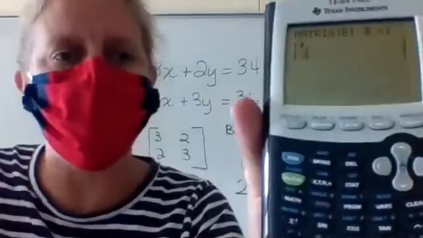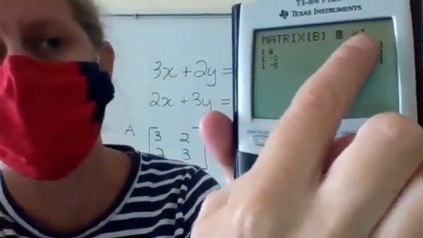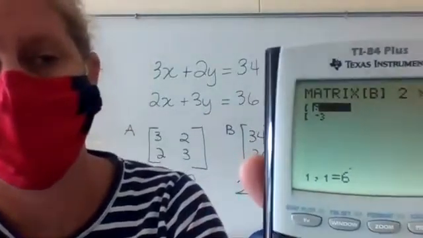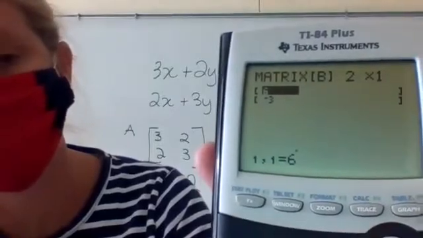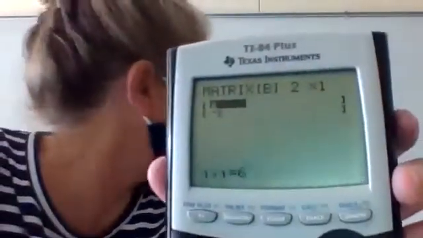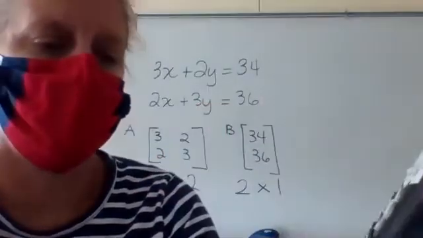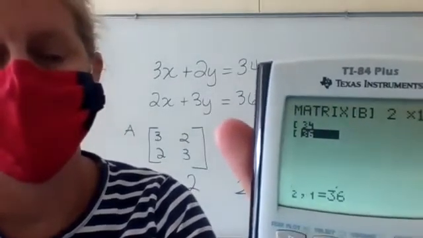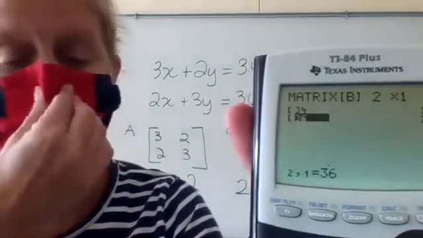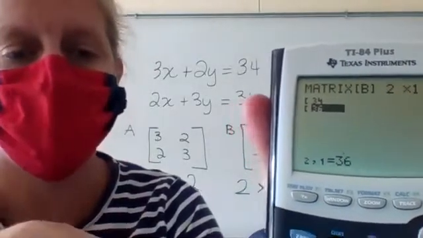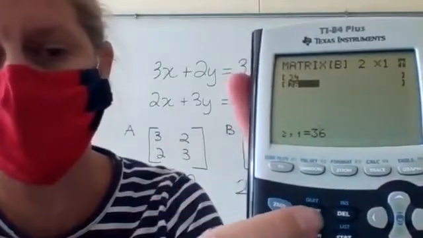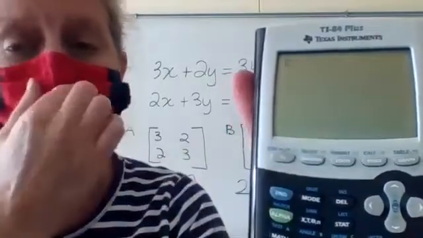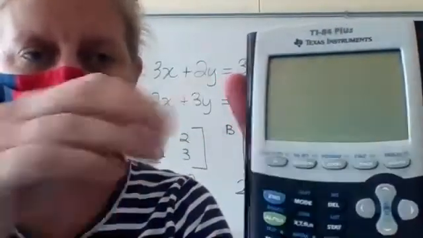So tell your calculator that. Up here, you need to change this to 2 by 1. So 2, enter, 1, enter. Then enter the 34 and 36 in those 2 spots. So 34, enter, 36, enter. Now, to get out of this editing mode, you're going to want to hit the second button, and then right next to the second button is the quit. So second, quit, to get you back to just the plain home screen. If there's anything in there, just hit clear.